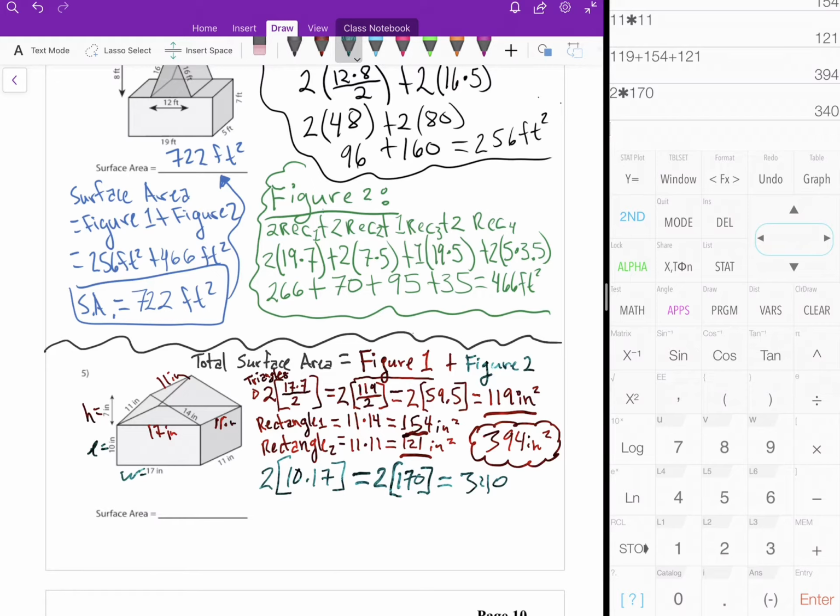2 rectangles, inches squared. And now my other 2 are going to be this one and this one in the back. So if you can imagine that, right? This triangle, this rectangle, and then this one in the back. So let's do it.